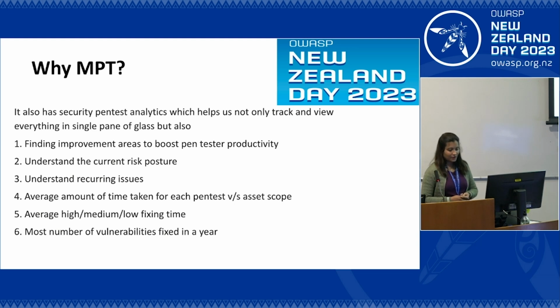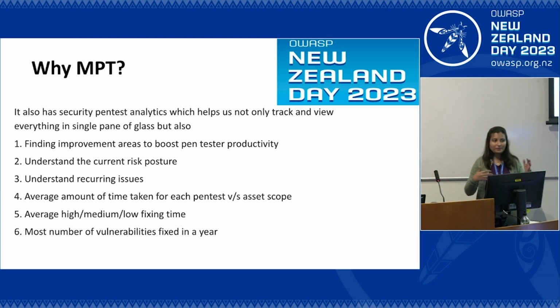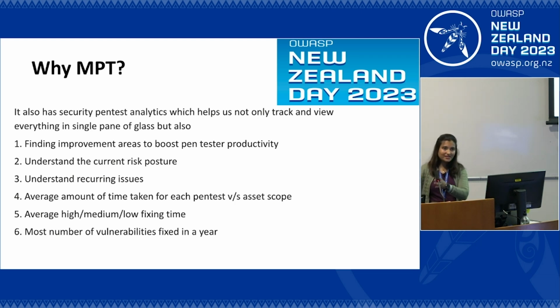Average amount of time taken for each pen test versus assessed scope. Understand this as t-shirt sizing. If your asset is small, medium, or large in size, then the amount of time taken to pen test should also be proportionate to your asset size. Average high, medium, low fixing time. You want to analyze how much time your developers took on average to fix a particular severity of vulnerability. Most number of vulnerabilities fixed in a year.